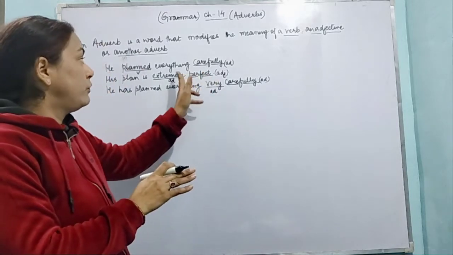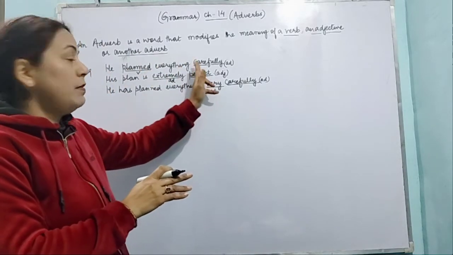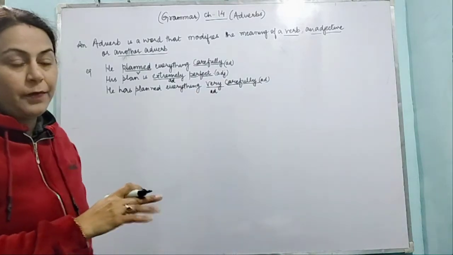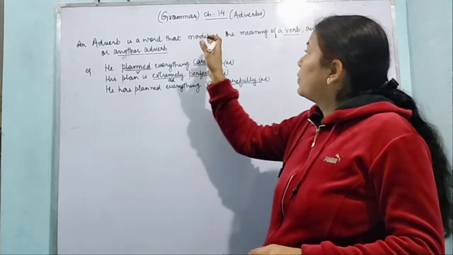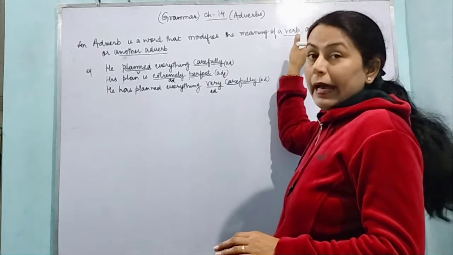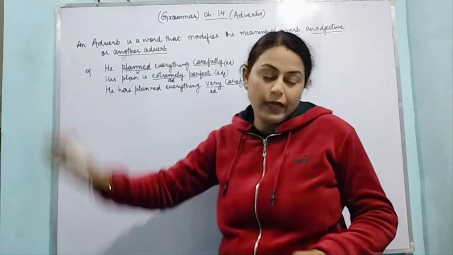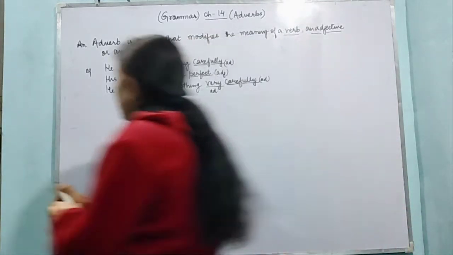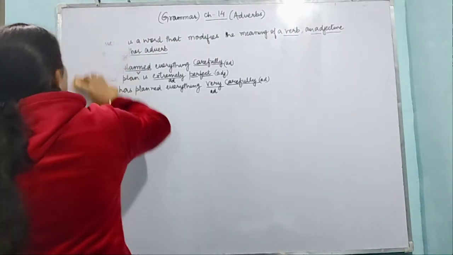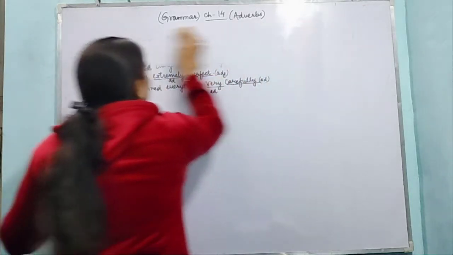इधर उसने एडजेक्टिव को मॉडिफाई किया, इधर उसने वर्ब को मॉडिफाई किया. सो इन अ नटशेल वी कैन से adverb is a word that modifies the meaning of a verb, an adjective or an another adverb. अब इनकी फॉर्मेशन कैसी होती है, we will learn that. How they are formed.